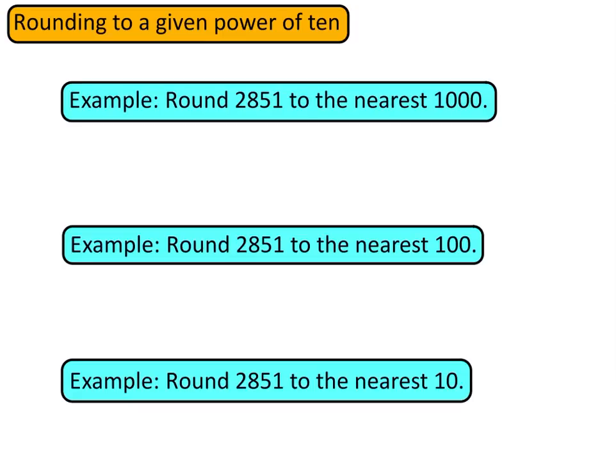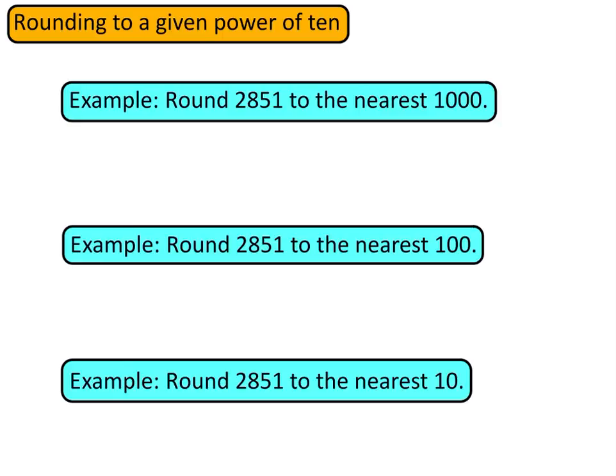In this lesson, we're going to look at rounding, and we're going to round to a nearest whole number, to a nearest decimal place, and to a nearest significant figure. They're all very similar, so let's get started. So first of all, to the nearest whole number, or even power of 10.